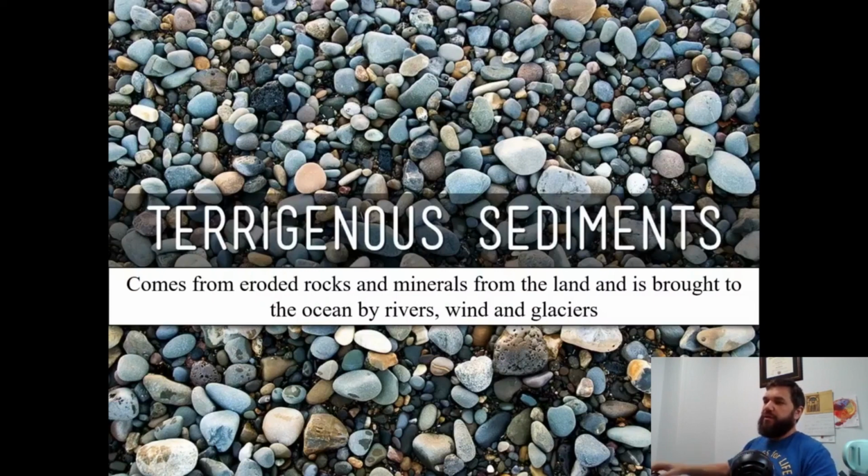So terrigenous sediment: terra means earth. Genus means like genesis, like the origin. So when we talk about terrigenous sediments, we're talking about sediments from the earth, from the continents. I know that oceans are obviously part of the earth, but we're talking about the continent part of earth. So terrigenous sediment is all the stuff that comes from the continents. It gets washed off the continents in a variety of ways.